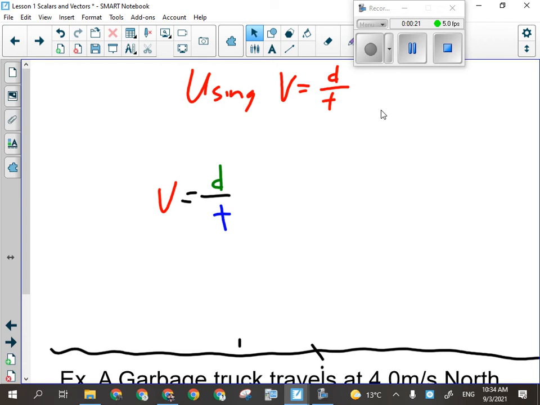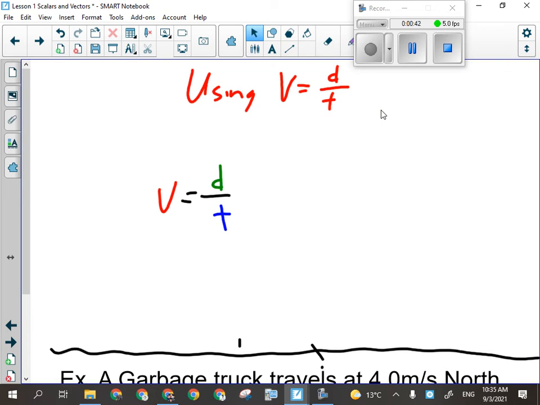average velocity is total displacement over total time. We're talking about a trip with multiple parts. Okay? So first off, manipulating v equals d over t. If I want to get d by itself, what do I do? Right, multiply both sides by t, right?